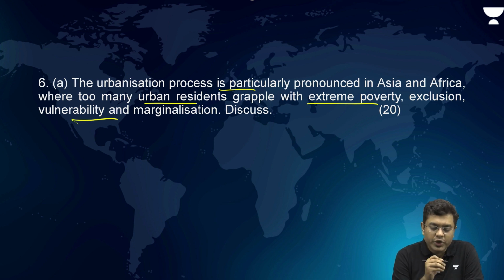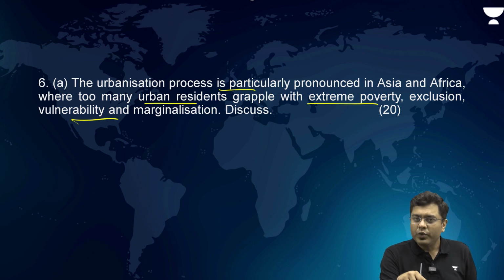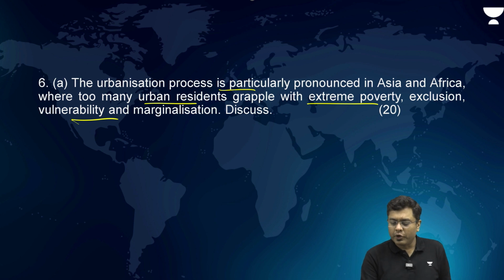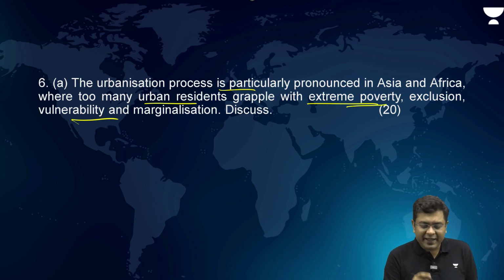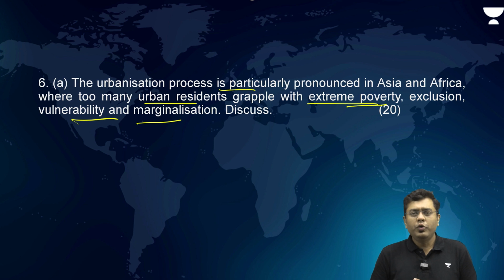Then, the urbanization process is particularly pronounced in Asia and Africa, where too many urban residents grapple with extreme poverty, exclusion, vulnerability, and marginalization. Now, in the region of Asia and Africa, that is in the underdeveloped and developing world, you have the problems associated with urbanization. That is the basic crux of the question. What are the problems associated with urbanization in Asia and Africa? And you have to discuss those problems along the lines of economic, social, and also the overall socio-cultural aspects.